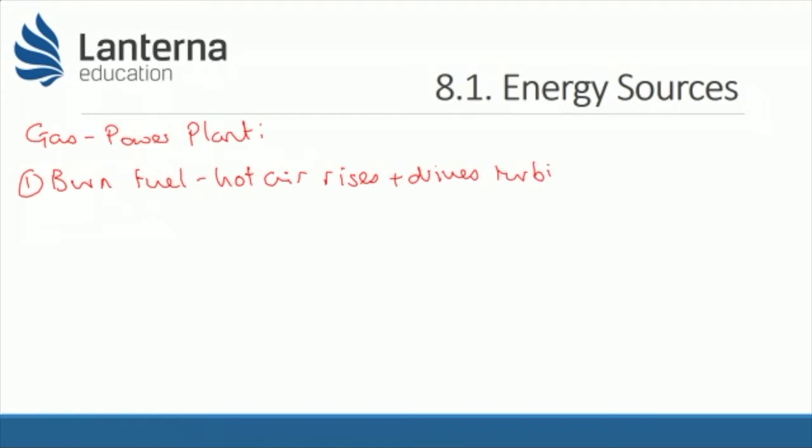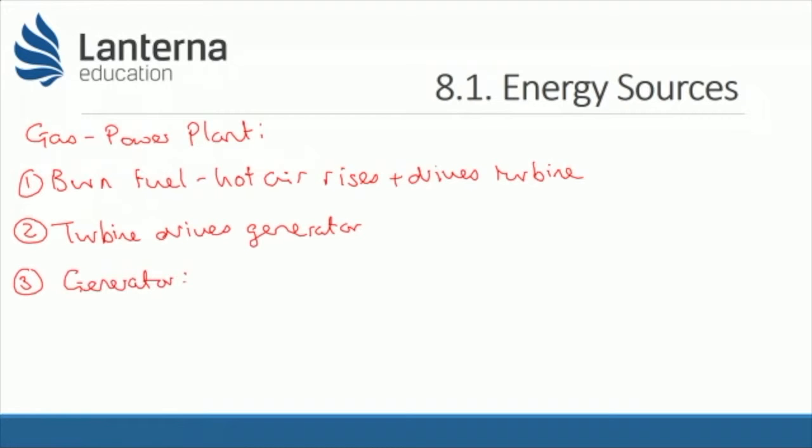For any sort of combustion plant, it's never actually the fuel that's moving or creating the electricity. It's always the air that's heated up by it. Then once the turbine's turning, the turbine drives a generator. So both the turbine and generator will spin at the same rate. And with the generator, what happens is you've got a coil rotating in a magnetic field.